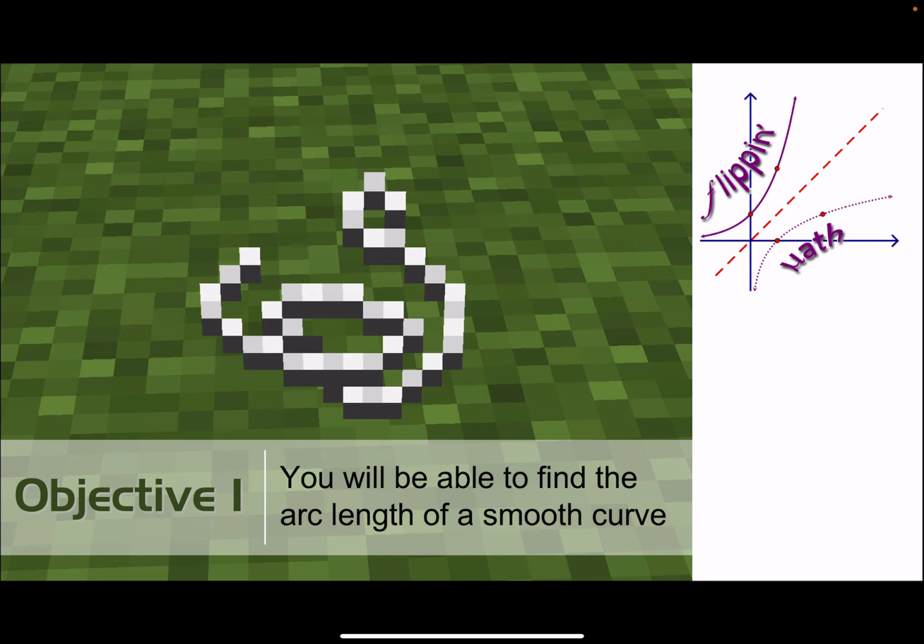Could be a function, doesn't have to be a function. Could be some implicitly defined equation. Okay, do you know what this thing is? Of course you know what this thing is. You've played Minecraft. You've been alive for the last 10 years or so.